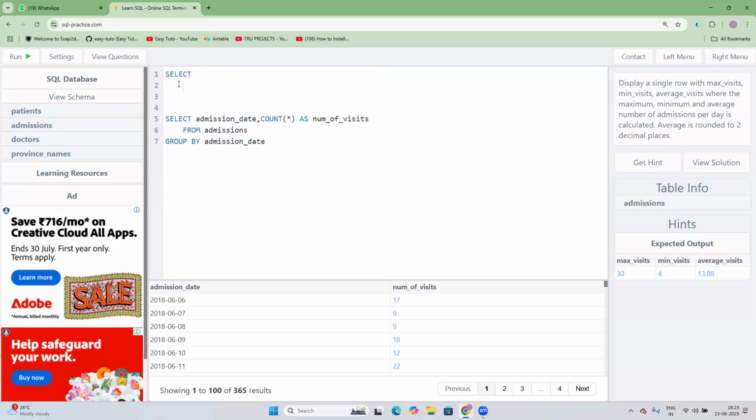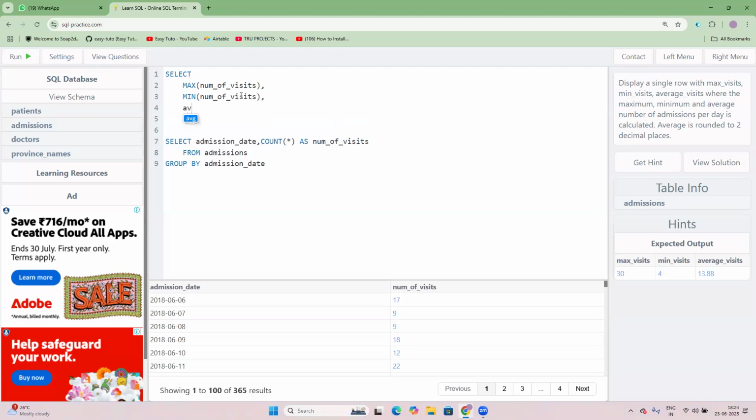Now you tell me, select, what should I do to get maximum visits, guys? Max of number of visits, right? This column. Yes, number of visits. That's it, guys. Max of number of visits. Then we'll do minimum of number of visits to get the minimum, right? And then I'll do average of number of visits and I'll put it in the round.